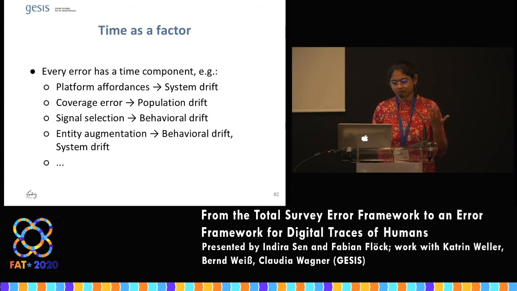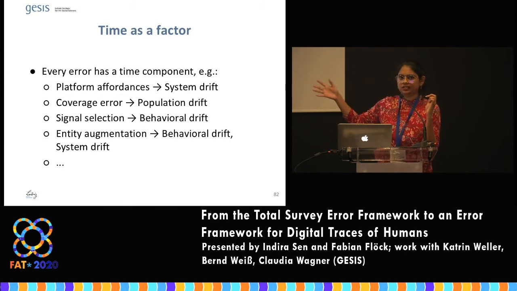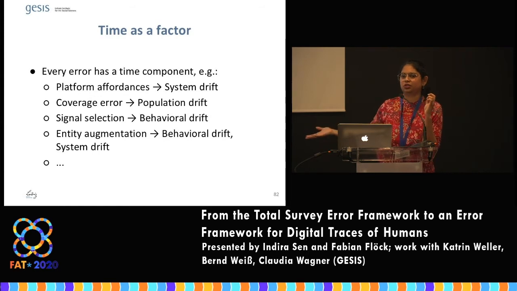Another thing that can also happen is behavioral drift. Language is constantly changing. We're coming up with new terms. Terms are changing in meaning. And it's very prevalent in the case of social media, with the usage of new slang all the time. So there's a certain amount of behavioral drift which affects how we collect our signals. Perhaps queries that were useful 5 years ago may not be as useful now. So that's the impact of time.